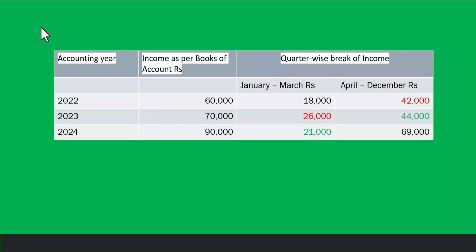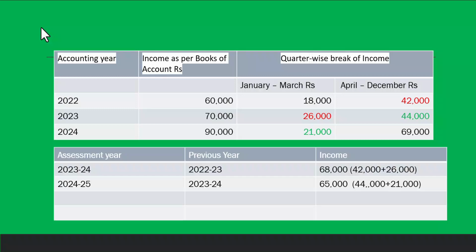So the quarter-wise breakup is given. The income from January to March for 2022 was 18,000, and April to December, it was 42,000. Okay, so from January to March, and from April to December. Fine. So this is given. From 2023, the income was 70,000 and the breakup is given. So what we'll do, we'll convert that into the assessment year for 22-23.